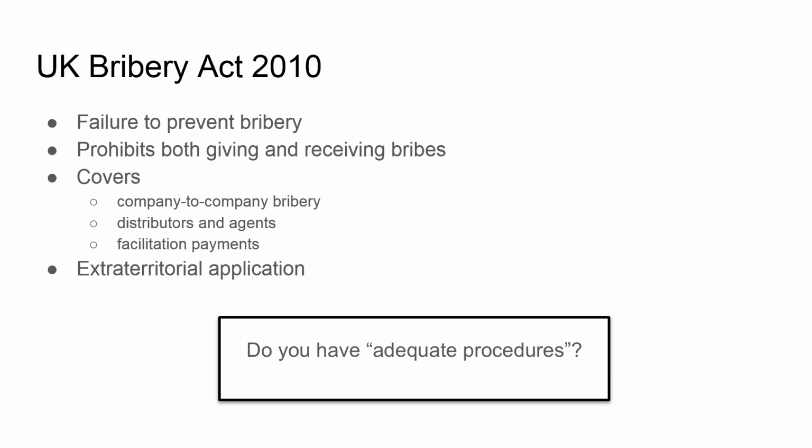And the question that you should be asking yourself is, do you have adequate procedures? I put them in inverted commas because it's a question. It's your judgment ultimately at this stage before getting into trouble. Do you have adequate procedures? If you don't, and you've made the wrong judgment about it, then you'll find out later.